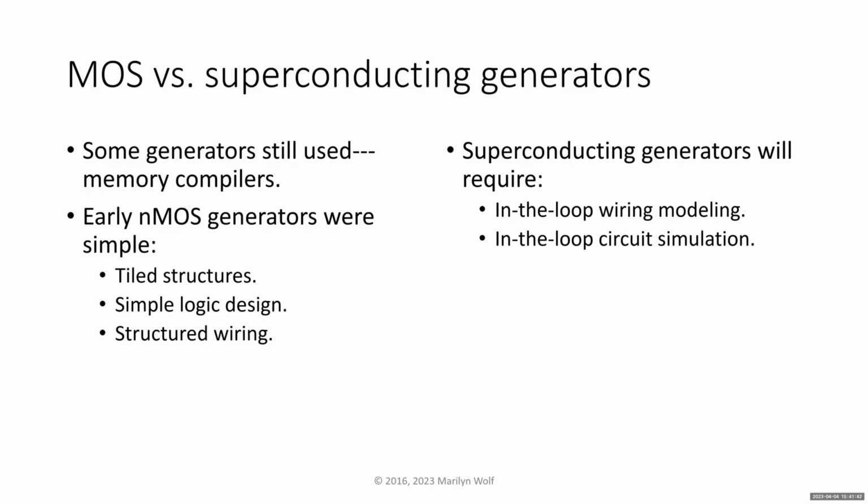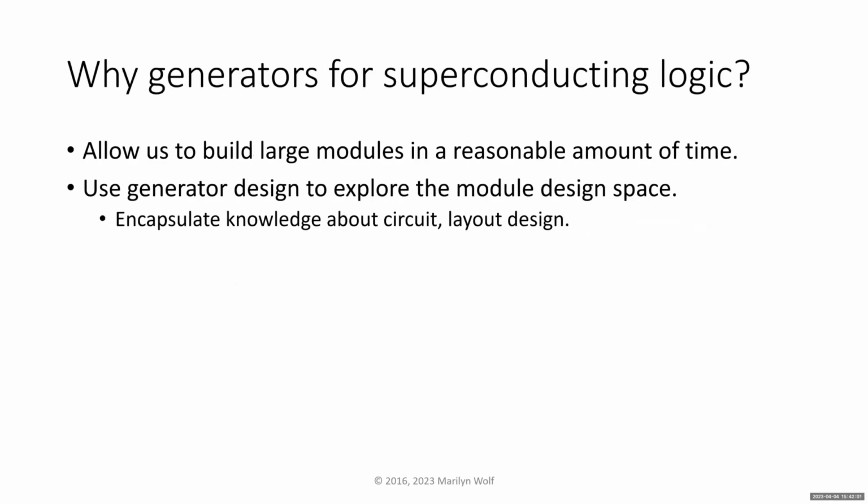Okay, so could we use generators to help us design larger Josephson junction logic systems? I think so. I think it would require a somewhat different approach, but I think it's possible. You're probably going to need a more sophisticated wiring model in the middle. You're probably going to need some amount of circuit simulation in the middle to help make sure that what you're generating is legal.